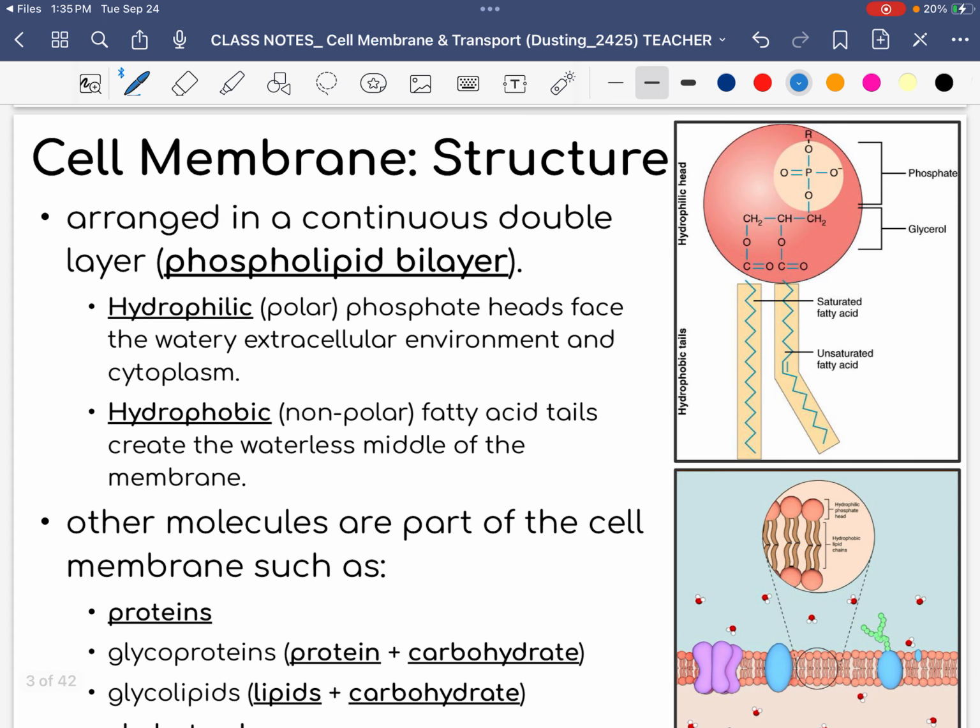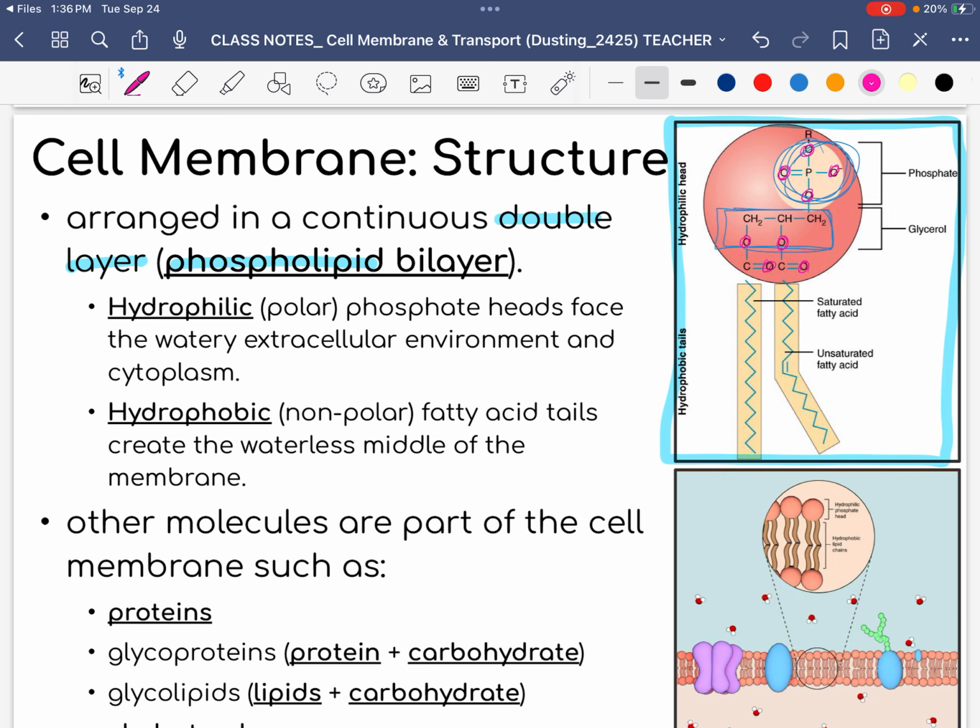So we've talked about this already, but we'll just do a little review here. The cell membrane is arranged in a continuous double layer, aka the phospholipid bilayer, of phospholipids, right? So it's got these phospholipids. Over here is the diagram of a phospholipid. Remember, we've got a few parts. We've got the phosphate, we've got the glycerol backbone here. So here's the glycerol backbone. Here's the phosphate head. And you can see just look how many oxygens there are. Oxygen, oxygen, oxygen, oxygen, oxygen.